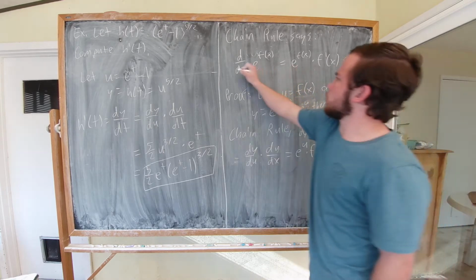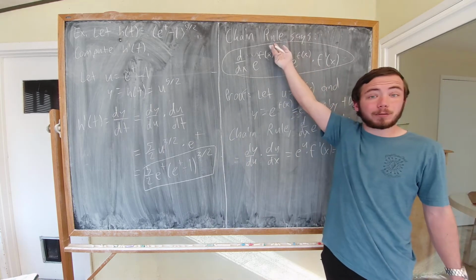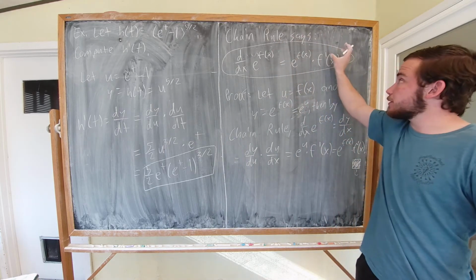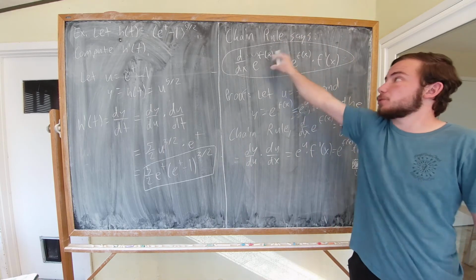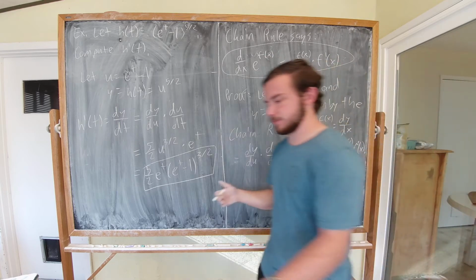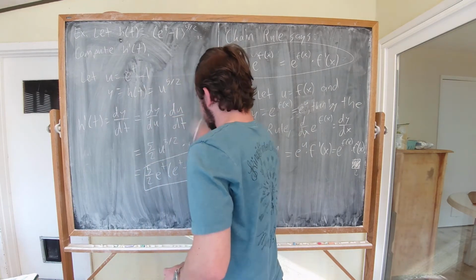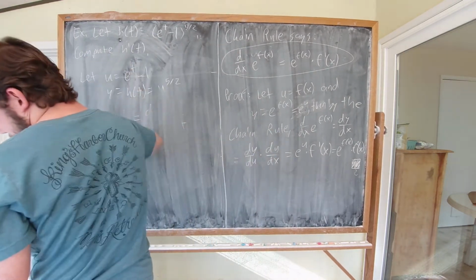So, in general, this is the formula. To take the derivative of e to whatever function you want, you take the derivative of the function up top, and then you multiply it by your original thing. Pretty nice. Let's do a couple examples with it.